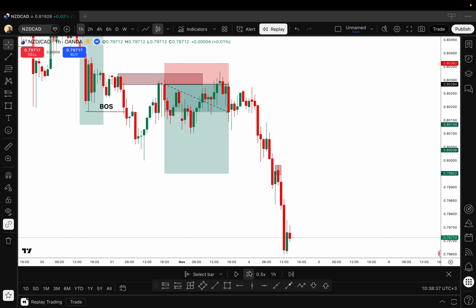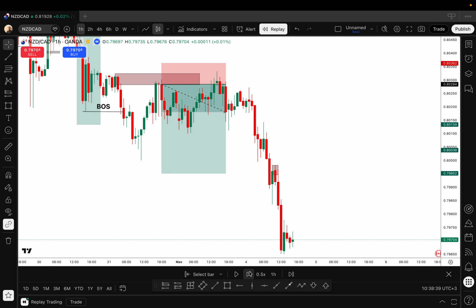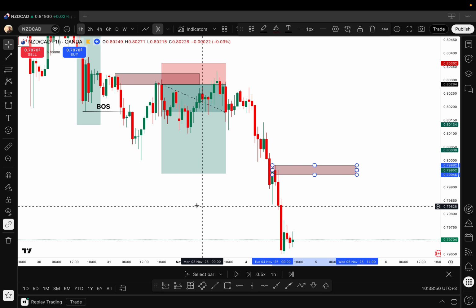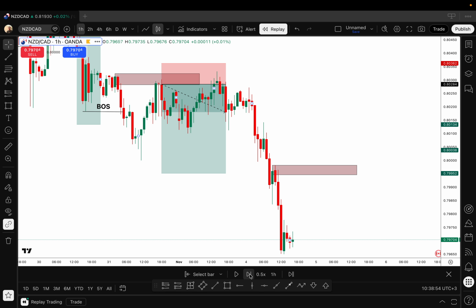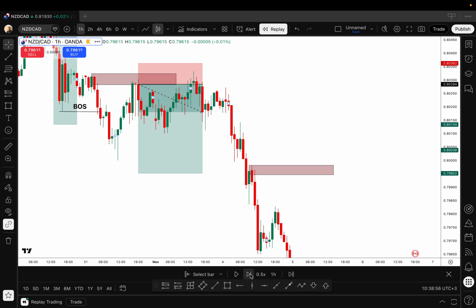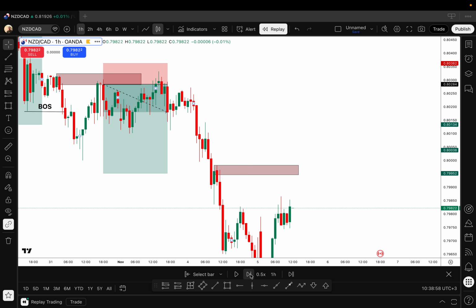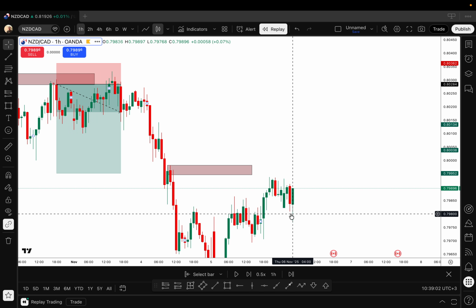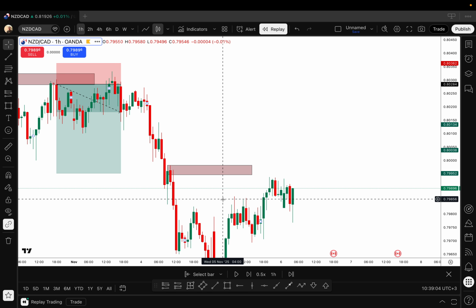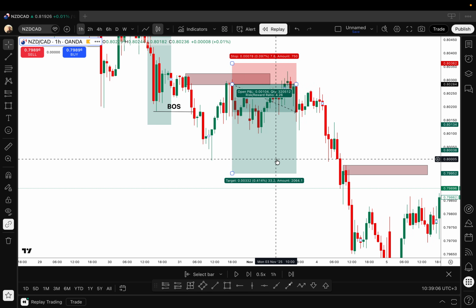Then we get another zone there. So we get another zone here. Break of structure here. Good zone. Let's see what happened to that one. Did it react? This one, price did not come back to the zone. And you can see price did not come back to the zone after making a change of character on the 1 hour. You just know it was done.